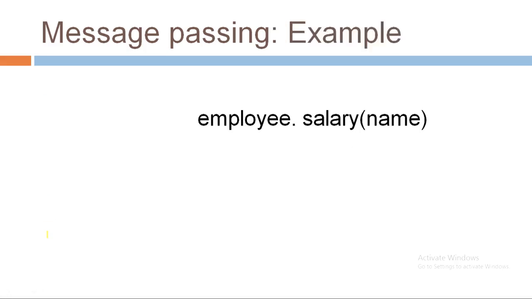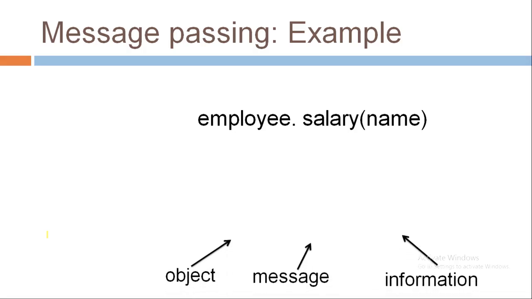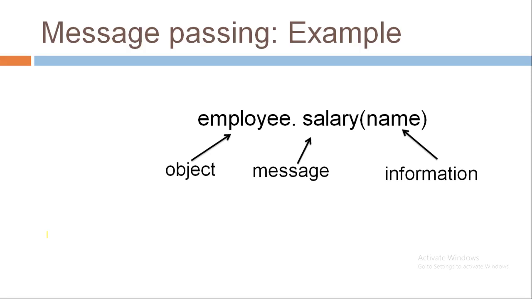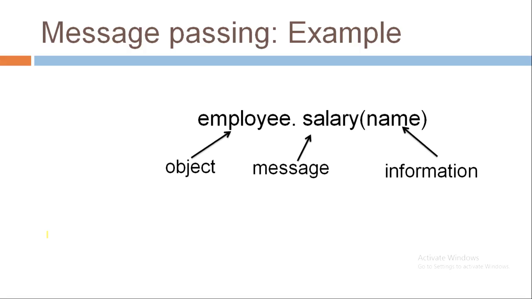Let's see the example. Here we can see employee.salary(name). Salary is the name of a function, and name is the attribute which is the argument passed to the function salary. So we can say salary is the message here, which has the information name, and it is being called by the object employee. That means the class employee has an object named employee and it is calling the function salary with the argument name. That is the object, message and information in message passing.